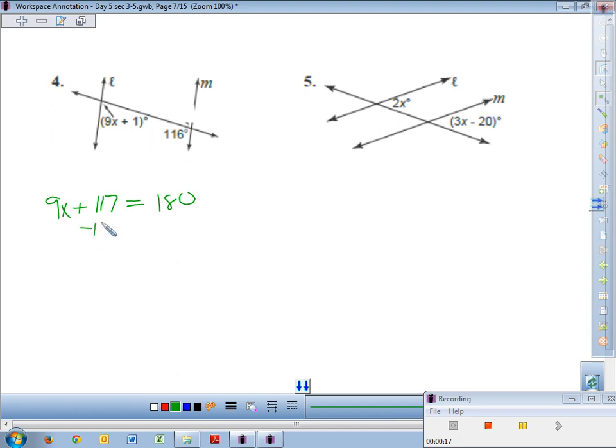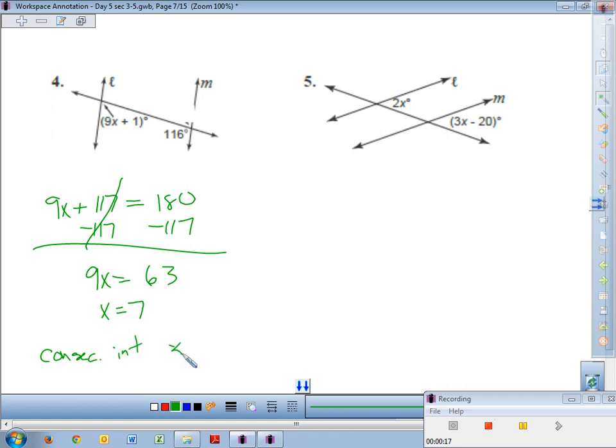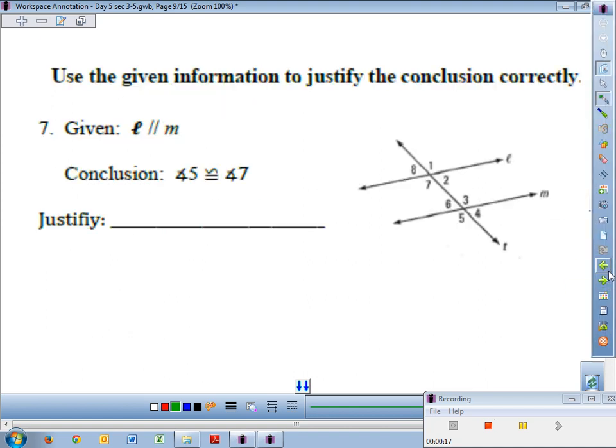So then subtract 117 from both sides. 9x equals 63. Divide by 9, and x would equal 7. And we had consecutive interior angles supplementary, and that implied that I had parallel lines. So that's the gist of these 6 problems. We can skip 5 and 6, same concept.